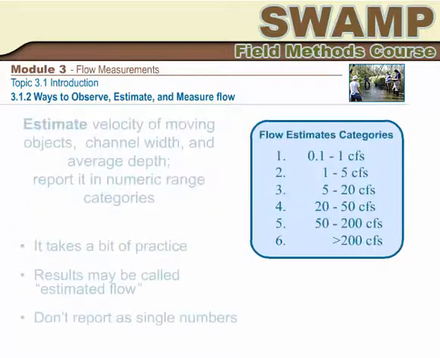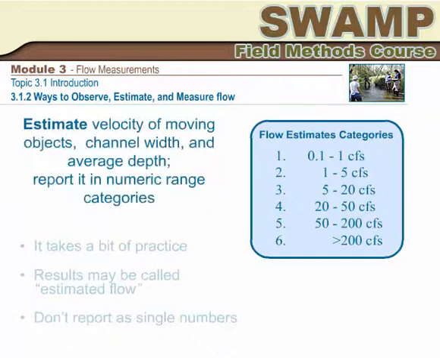The second option is to estimate the volume that passes through per unit time, either by visualizing water going into a container and estimating the time it would take to fill it using the virtual bucket method, or by estimating the average velocity of objects moving with the water and the average dimensions of the channel cross-section, both width and depth, and then computing the estimated volume using the visual estimate method.